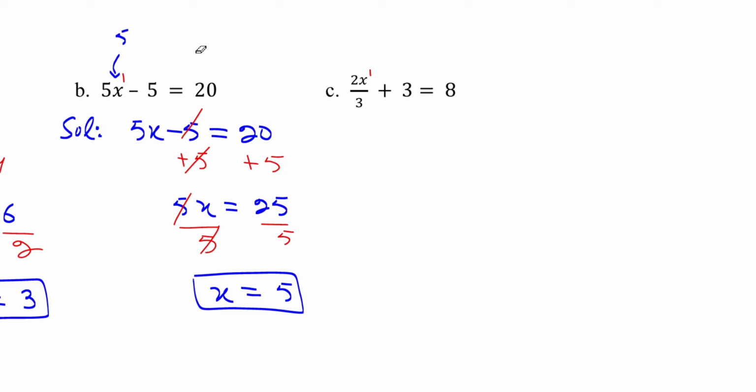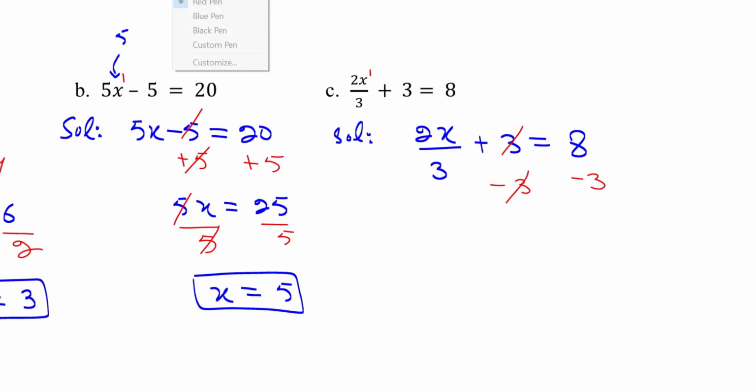Now, to do the last question, it's 2x over 3 plus 3 equals 8. To remove this 3 is easy for us. First remove this 3. It's positive 3, meaning the number is added here. You will subtract 3 from both sides. So 3 cancels from the left hand side. You will get 2x over 3 equals 8 take away 3, which is 5.